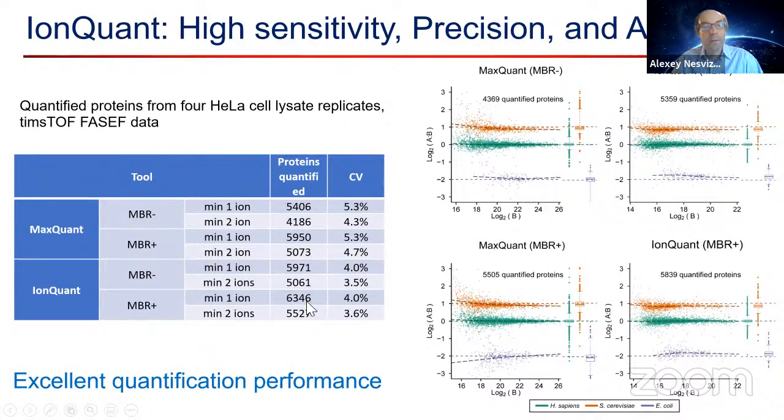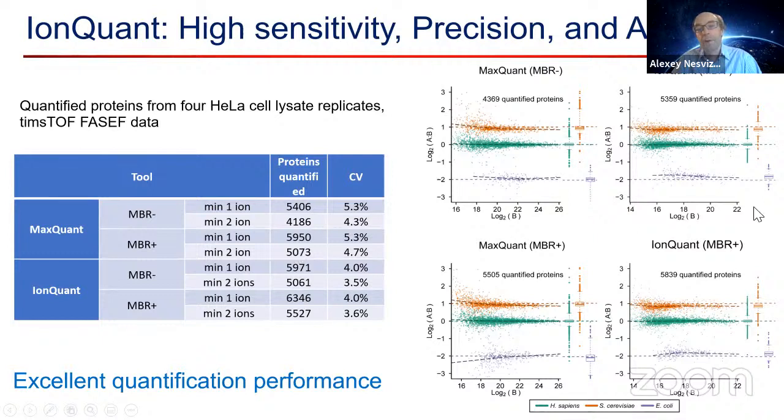as expected. More importantly here, we compare, for the same settings, IonQuant versus MaxQuant, for example, with match between runs and requiring two ions. MaxQuant identified 5,773 proteins, and we have about 10% more, 5,500, and we have a notably lower CV compared to MaxQuant.